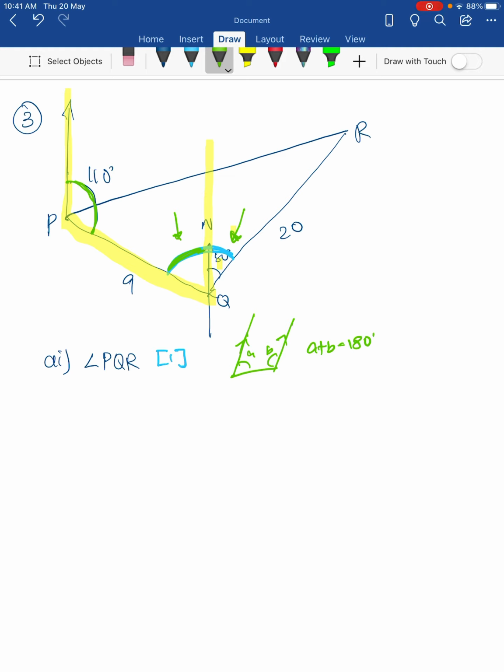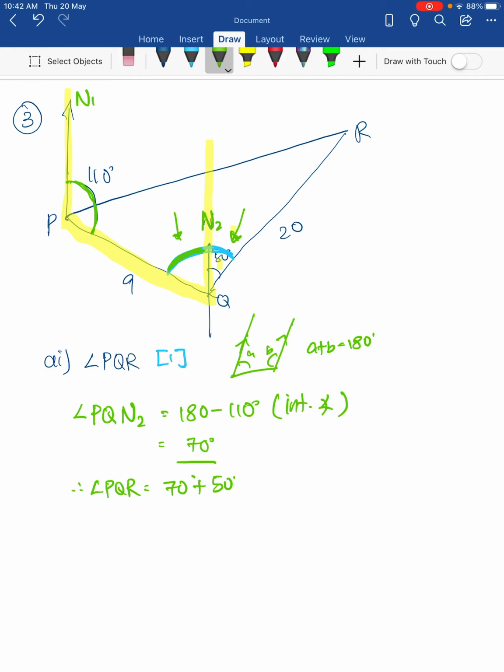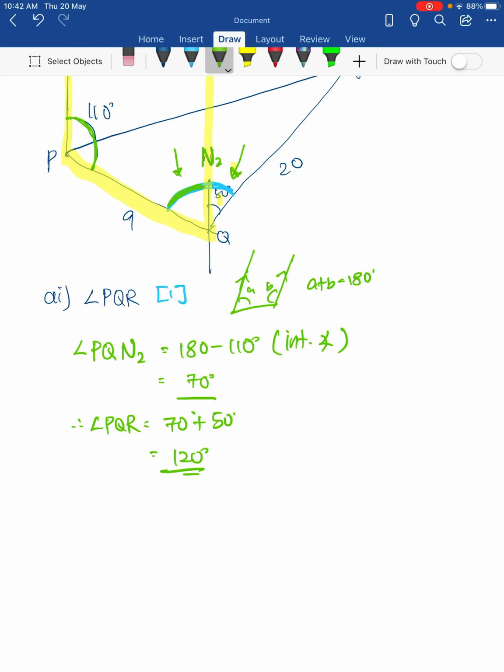So angle PQN, let's label this as N1, this is N2. N2 will be 180 minus 110 equals 70 degrees. We can label this as interior angle. Therefore angle PQR will be equal to 70 plus 50. That will give us 120 degrees. No reason needed because it's just adding up the two angles. So this is A part 1.